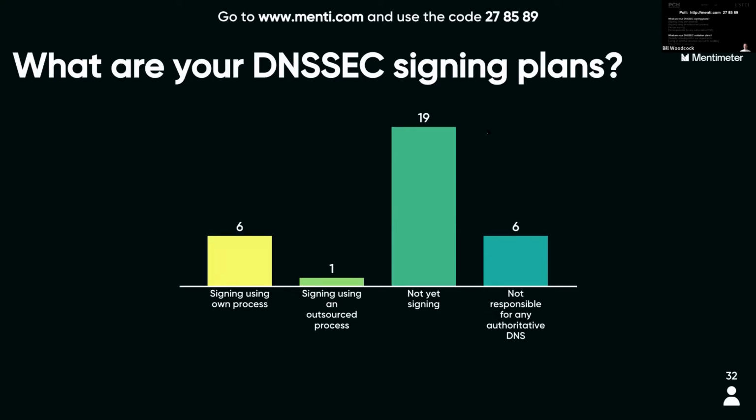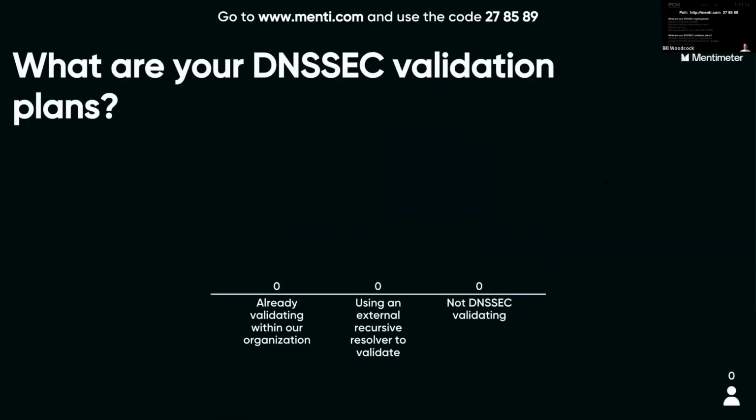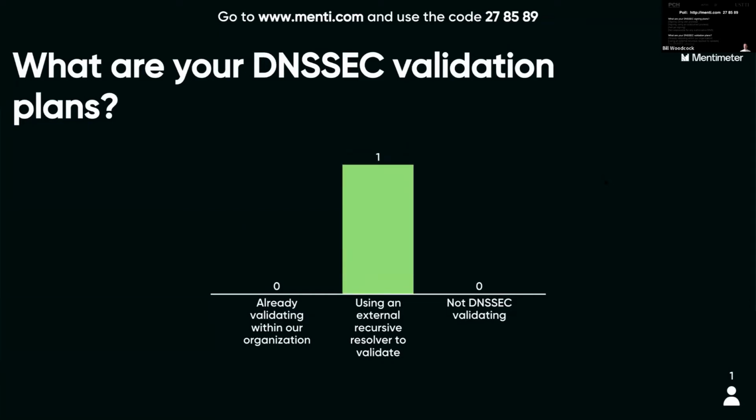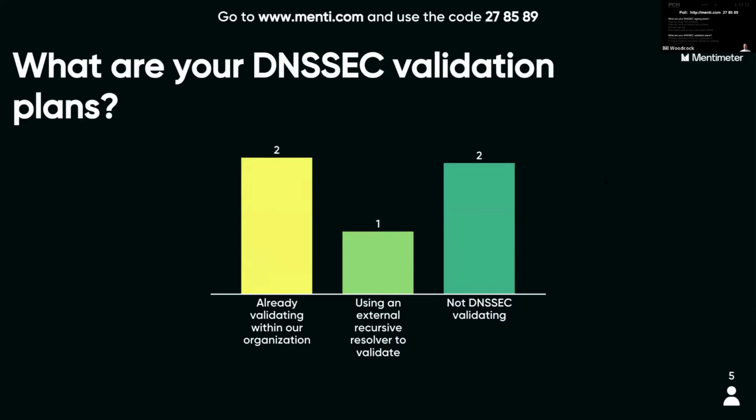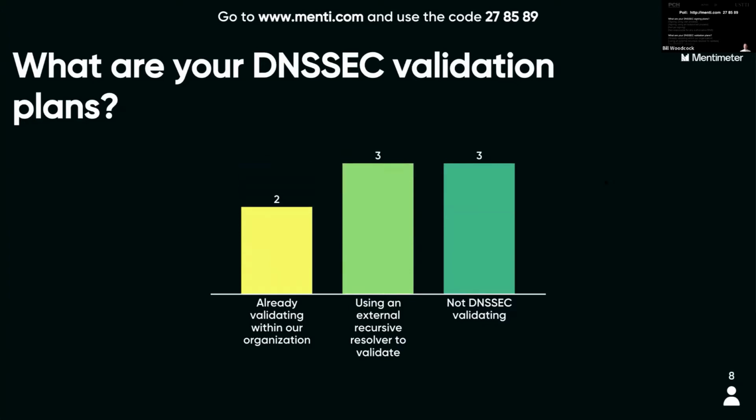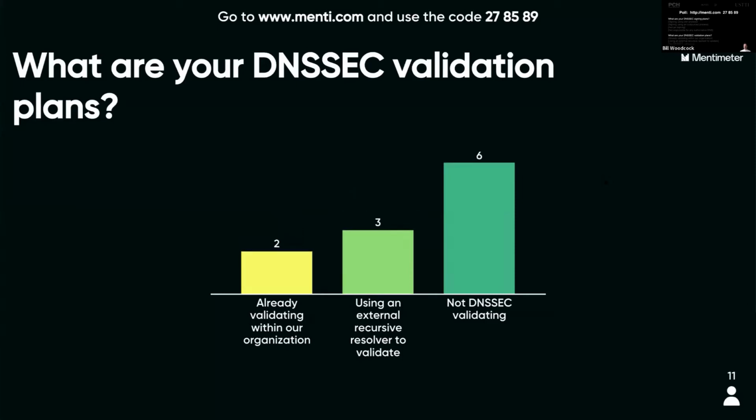All right, let's move on to the validation question. So here the options are: not DNSSEC validating, using an external recursive resolver to validate, or already validating within your organization. Within your organization would be either on hosts, or on a recursive resolver or a caching resolver. External would be using something like Quad9, Google's 8.8.8.8, or Cloudflare.